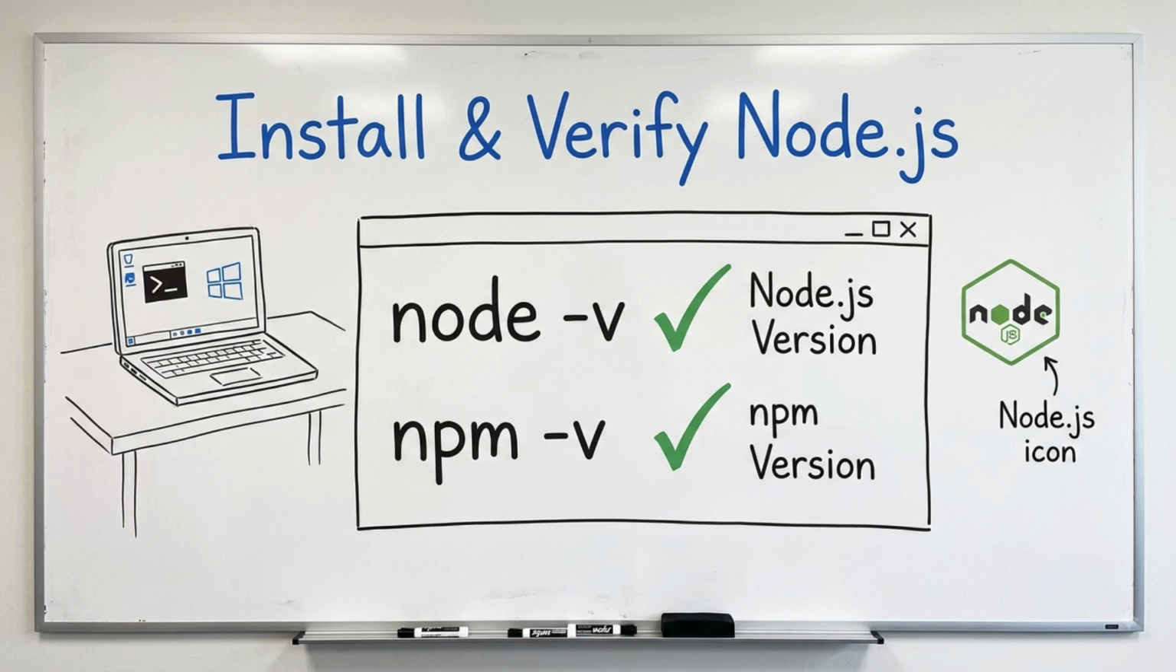Next, install Node.js on Windows. After installation, don't immediately start installing the SDK. First, open a new PowerShell terminal and verify that Windows can find both Node.js and npm. We do that using two simple commands. node -v displays the Node.js version, and npm -v displays the npm version. If both commands return version numbers, our Node.js foundation is ready.